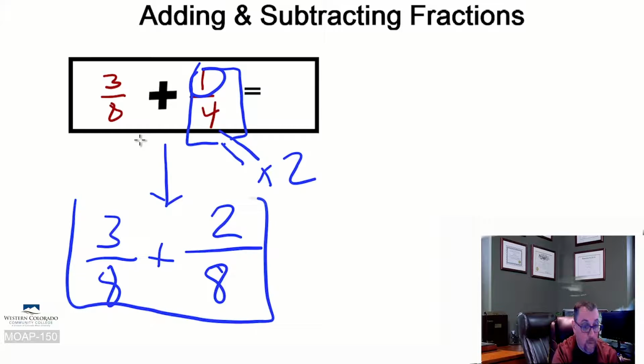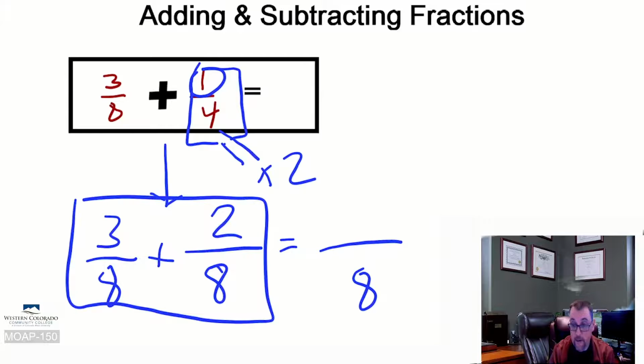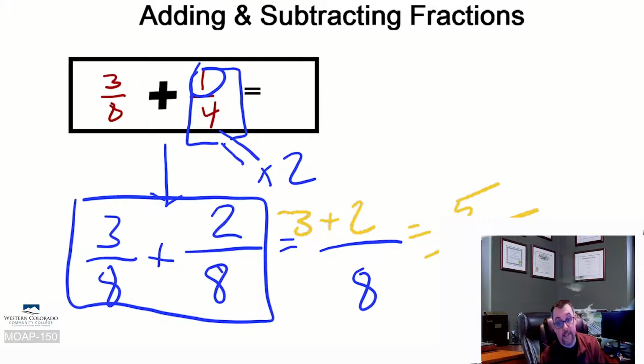So now I can go about my problem again. I have everything the way I need it. So I bring my 8, and then I simply do 3 plus 2, which gives me 5/8. Is that an acceptable fraction?